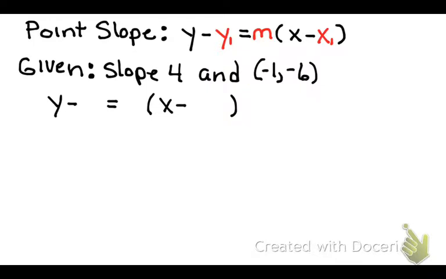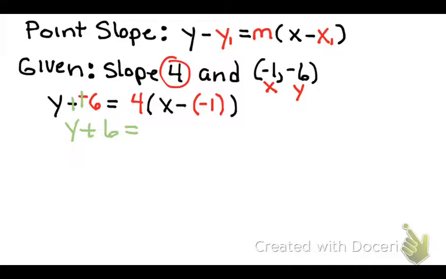Okay, so we're given a slope of 4 and an ordered pair -1, -6. So we have x and y. So we'll sub in -6, our slope of 4, and then we have a -1. So then we have add the opposite. Y plus 6 equals distribute 4x, add the opposite, distribute plus 4.